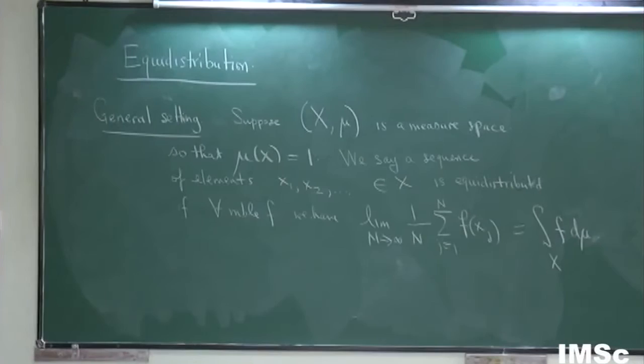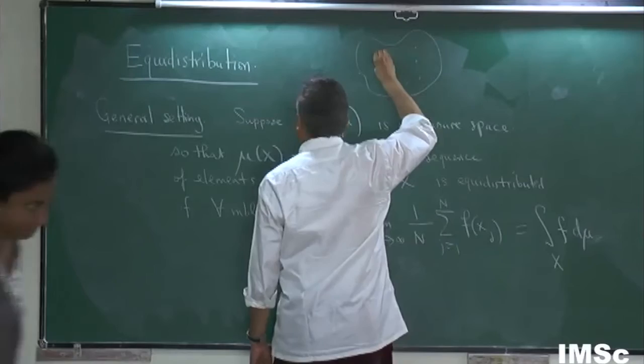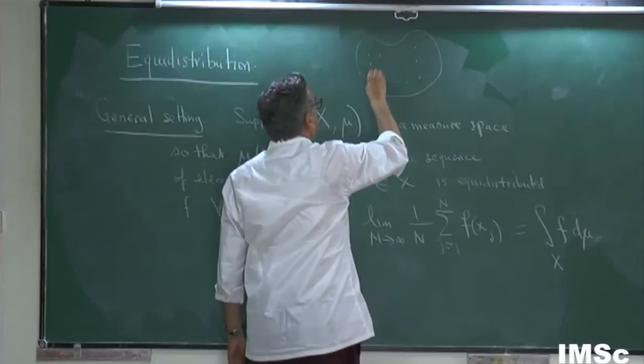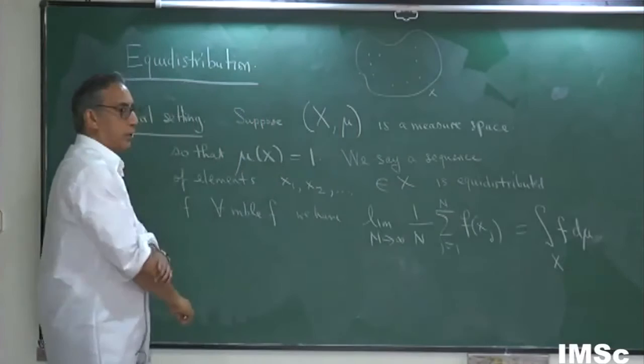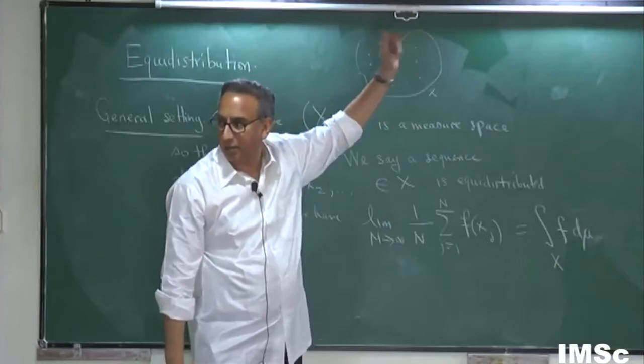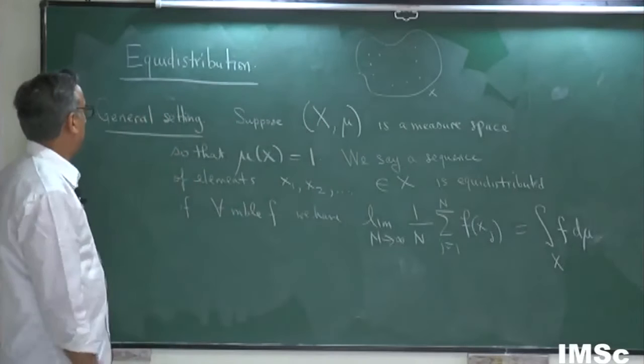So I have some abstract space, and we have a bunch of points, x1, x2, as I move through the sequence, I'm traversing through the space X. And so some way to measure that these points are distributed evenly, uniformly in the space, is by asking whether or not this kind of property exists. So that's the general setting.